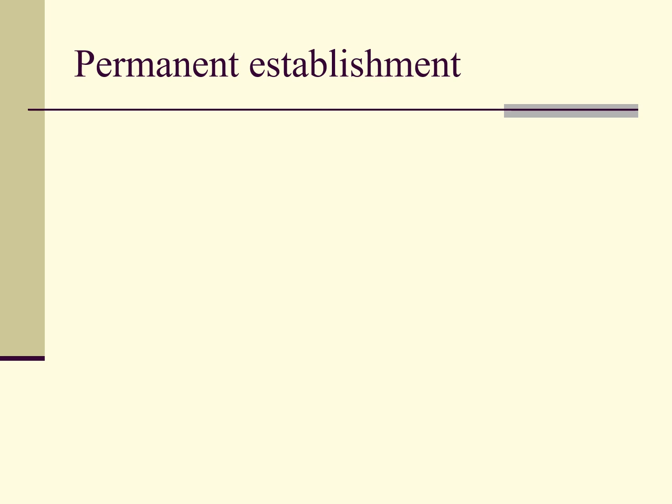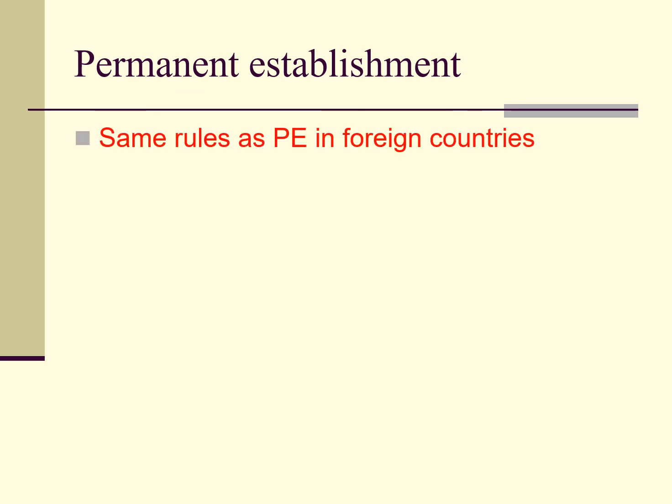Let's talk briefly about permanent establishments in the United States. In general, the rules for determining if there's a permanent establishment in the United States are the same as those in Unit 10 for permanent establishments in foreign countries. In identifying U.S. permanent establishments of foreign companies, particular care must be taken in relation to the following.